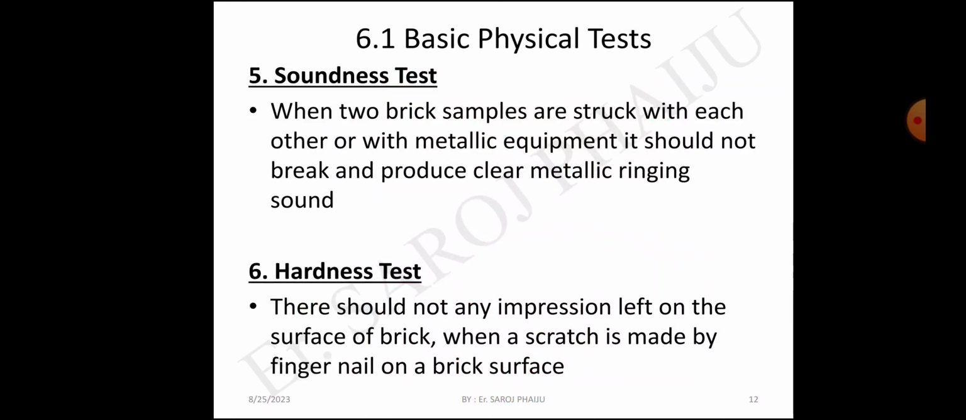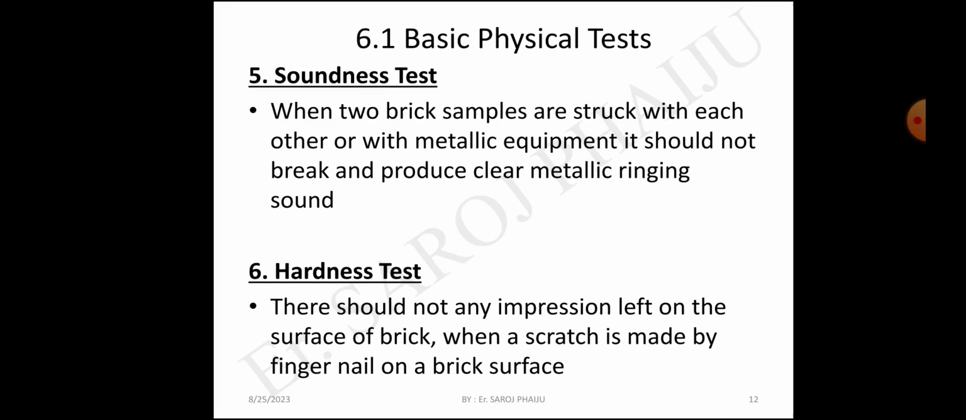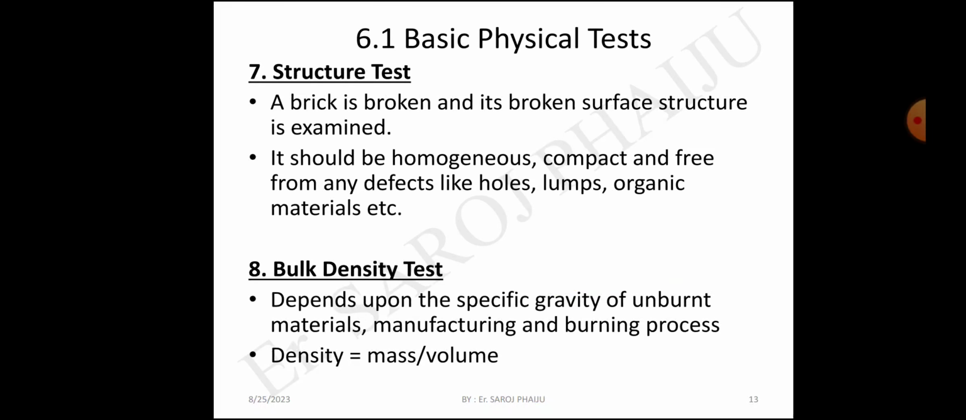Soundness test. When two brick samples are struck with each other or with metallic equipment, they should not break and should produce a clear metallic ringing sound. Hardness test. There should not be any impression left on the surface of the brick when a scratch is made by fingernail on the brick surface. Structure test. A brick is broken and its broken surface structure is examined. It should be homogeneous, compact and free from any defects like holes, lumps, organic materials, etc.